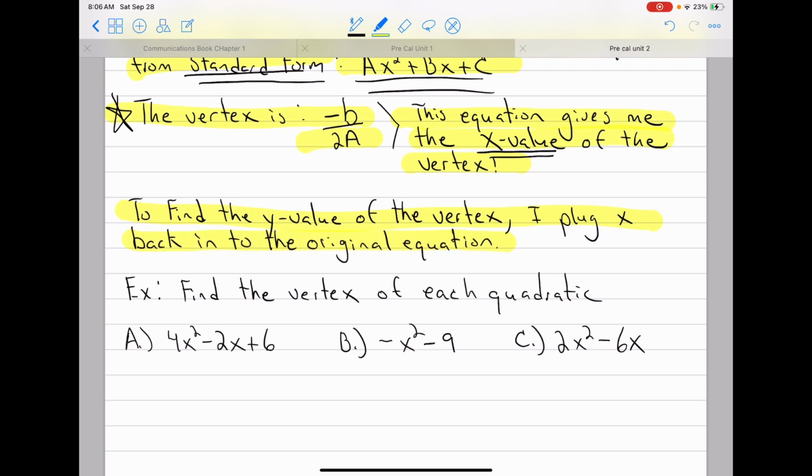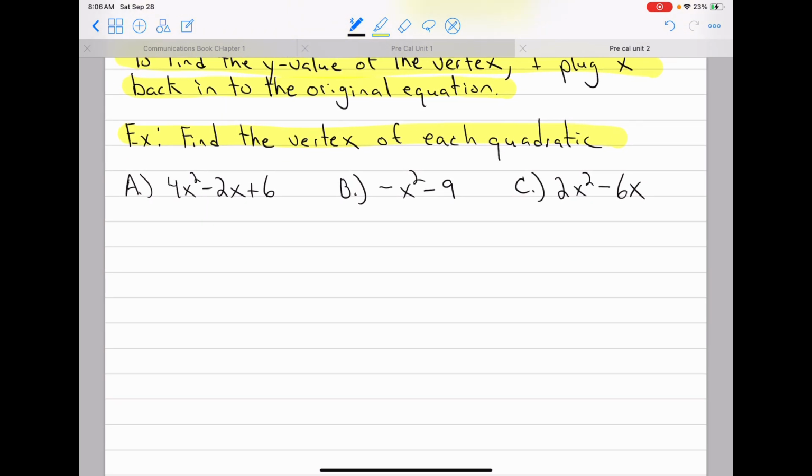All right, so we did this in class, but now we're just kind of solidifying it, making it more organized. So for example, find the vertex of each quadratic below. So let's do A. All right, so I have this quadratic. It's in standard form, ax squared plus bx plus c.